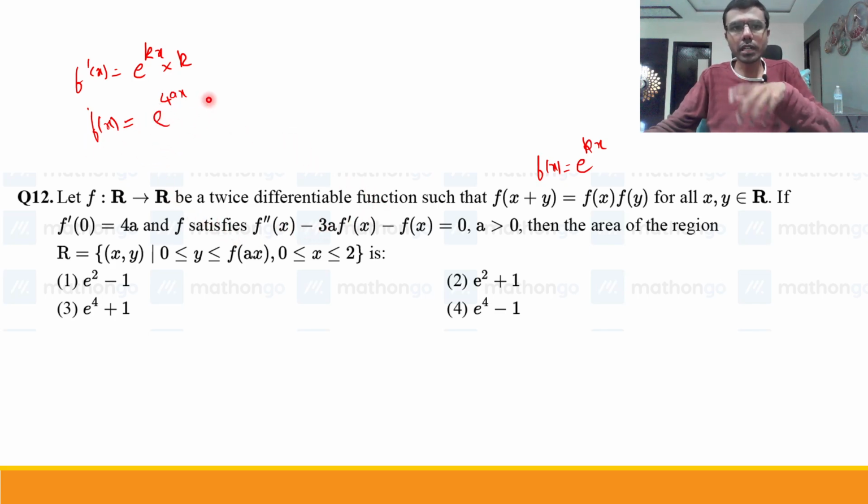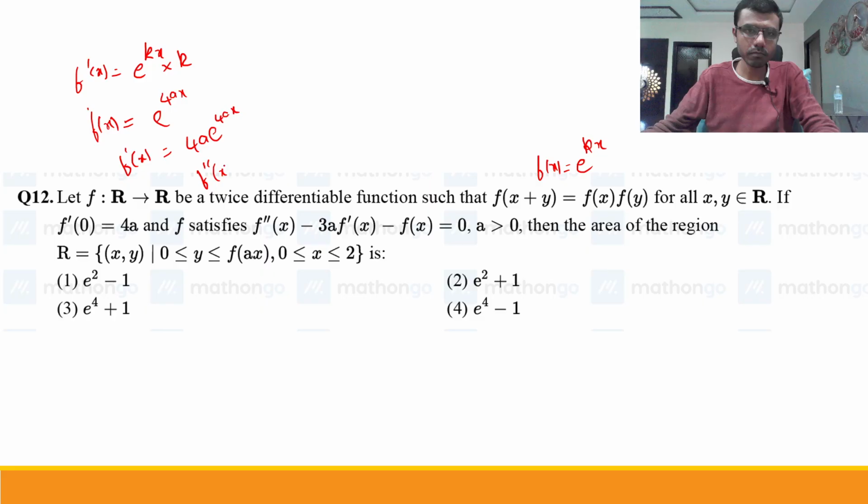Now how to get the value of a? That's why they give the other equation, which is f double dash x. What would be f double dash x? f dash x would be e power 4ax into 4a. So it is 4a into e power 4ax, and f double dash x would be 4a into e power 4ax into another 4a. So that would be 16a square into e power 4ax.